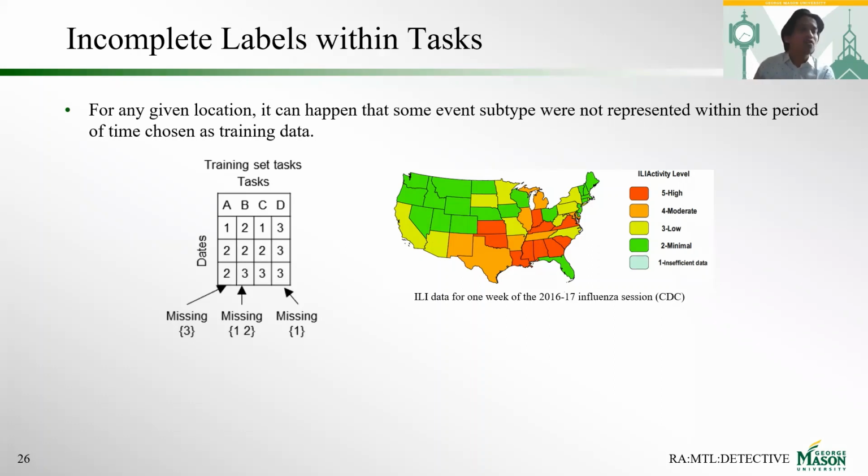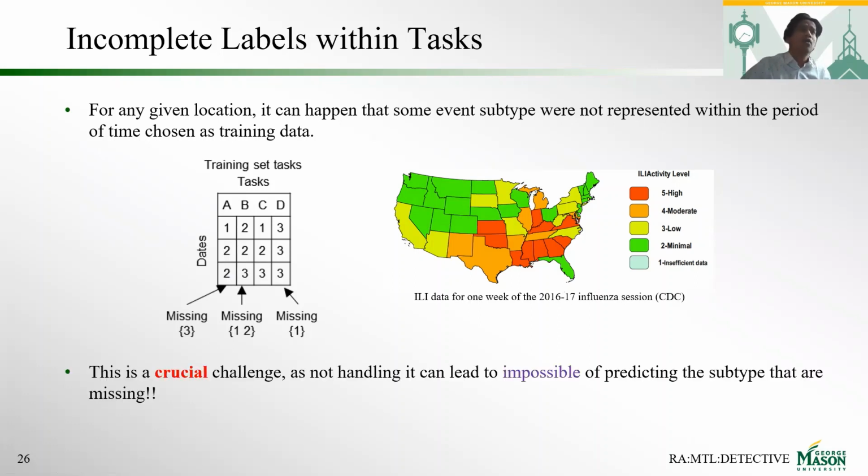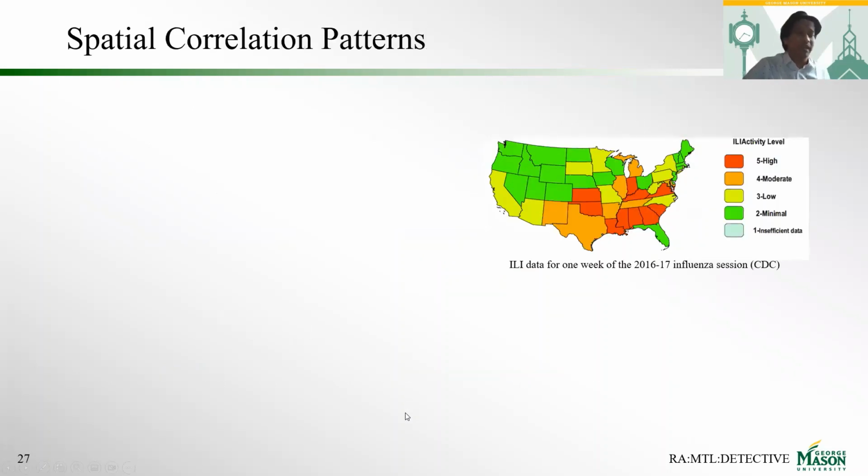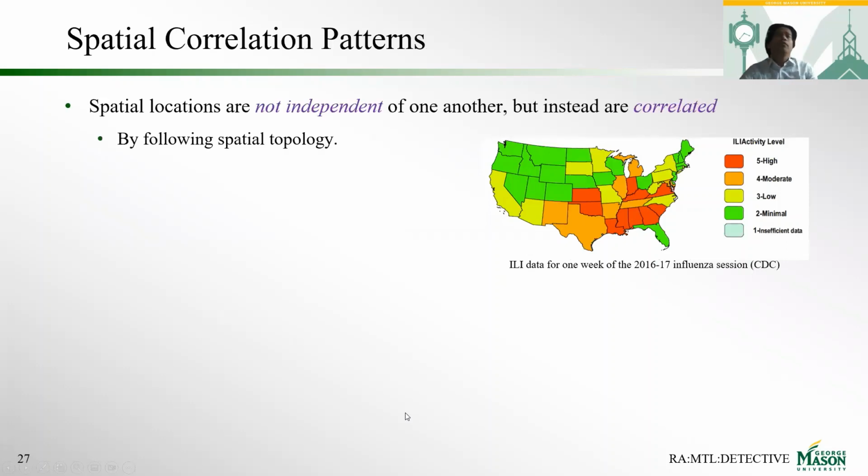Now the problem is, when you use a data-driven model and it didn't see the data, the model cannot predict. So here is an incomplete label. When we are training, there is this issue of incomplete labels. This is a crucial challenge, and not handling it can make it impossible to predict the subtypes that are missing.